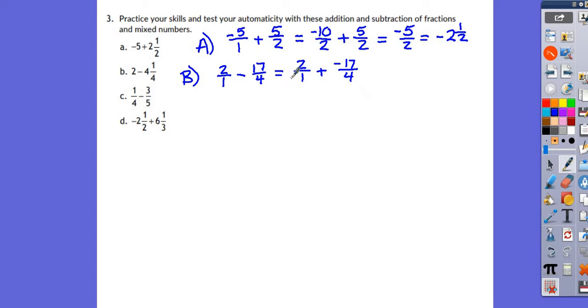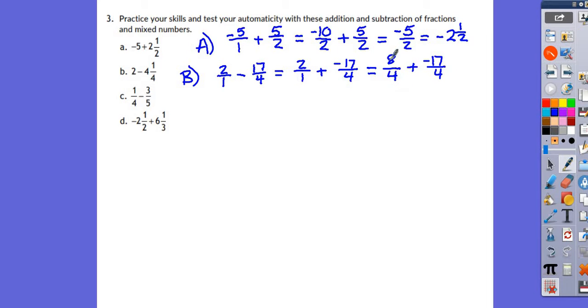Now I need common denominators. I have a 1 and a 4. Common denominator between that would be 4. So I need to change 1 to 4. So I need to multiply by 4. So 2 times 4 is 8. This already has a denominator of 4, so I'm just going to copy it.